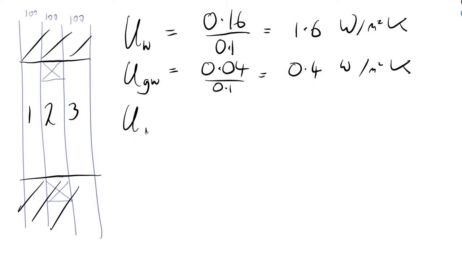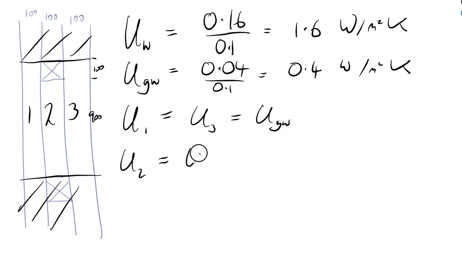So we're trying to find out what is U1 and what is U2. And U3 is the same material and the same thickness as U1. So these are going to be the same. And they're just glass wool, so they're also going to be the same as UGW. U2 is 100 millimetres of this part of wood and 900 millimetres of glass wool.